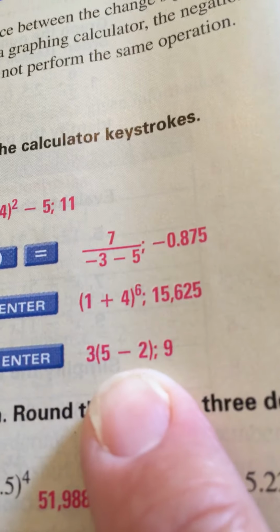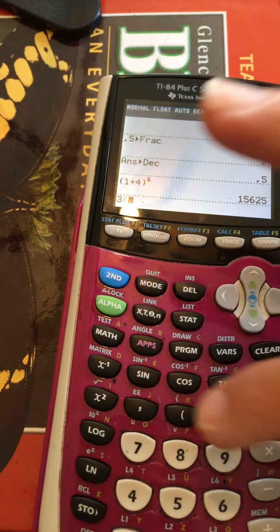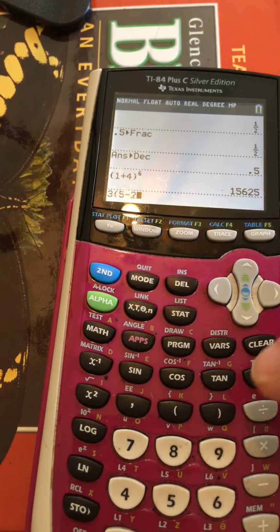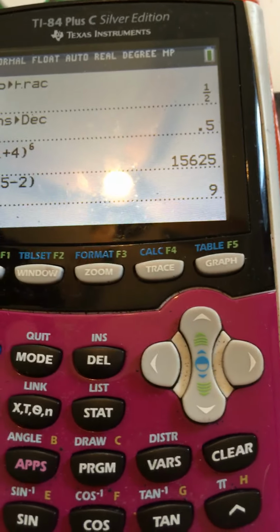Here's another graphing they want us to do. 3 times 5 minus 2. So 3 times 5 minus 2 in parentheses. You see that? Enter. And there's the answer 9.